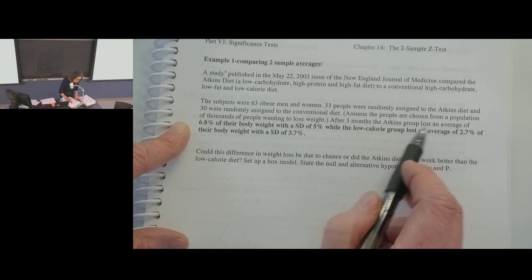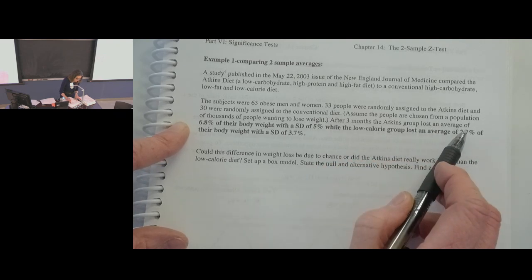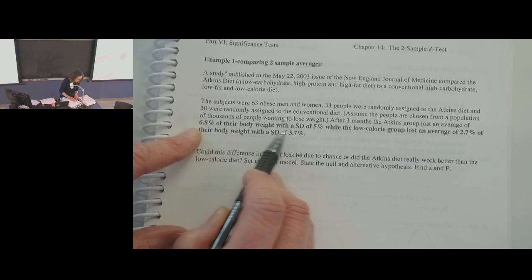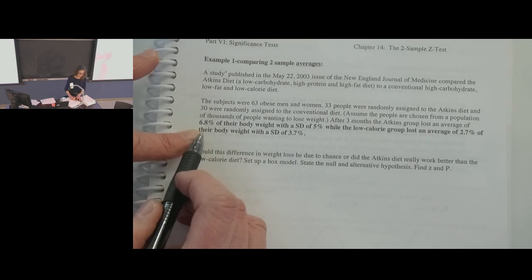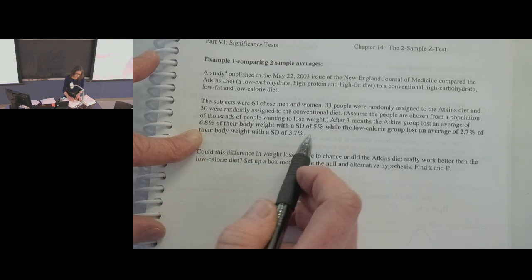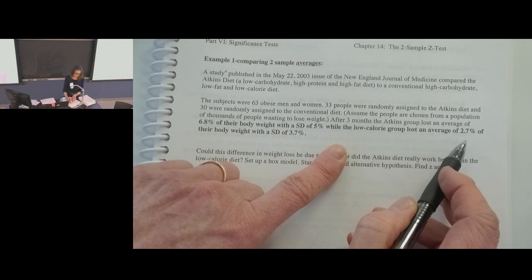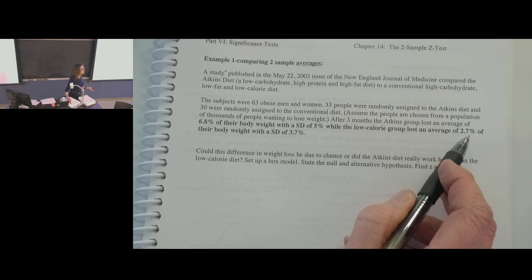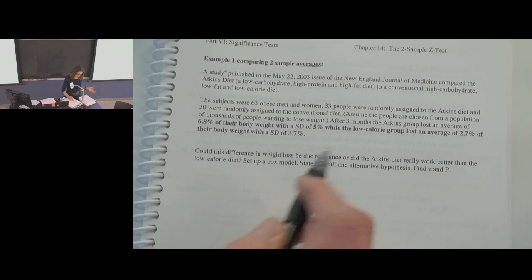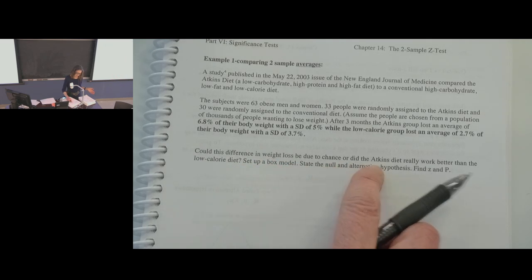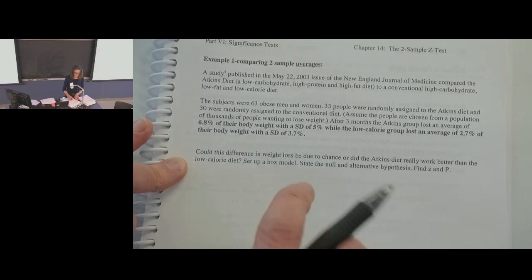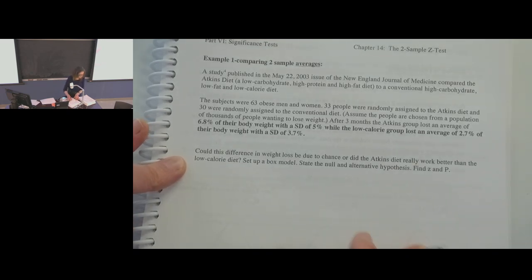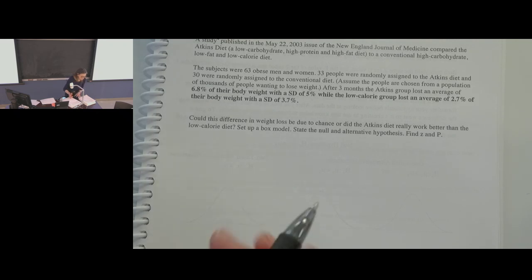Okay, so after 3 months, the Atkins group lost an average of 6.8% of their body weight. So for a 200-pound person, that would be 13.6 pounds. Well, the low-cal group lost an average of only 2.7%. For a 200-pound person, that would be 5.4 pounds. Could the difference in weight loss be due to chance, or did the Atkins diet really work better than the low-cal? Set up a box model, state the null and alternative, find Z and P. Okay, so let's do that.